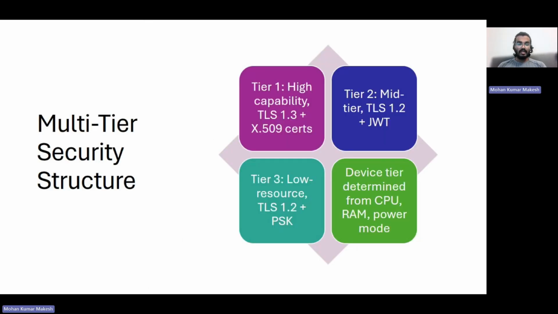Multi-tier security structure. The framework defines a three-tier architecture. Tier 1 is the most secure, using TLS 1.3 and mutual certificate-based authentication by incorporating X.509 certificates. Tier 2 uses TLS 1.2 and JWT web tokens for authentication. Tier 3 uses TLS 1.2 with pre-shared keys, which are lightweight and suitable for very constrained devices. Tier assignment is automatic, based on thresholds defined in terms of CPU frequency, RAM, and power profiles.